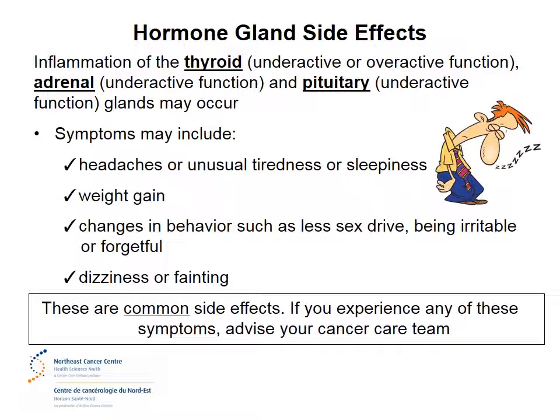Another common side effect of immunotherapy treatment involves hormone glands, such as the thyroid, adrenal, and pituitary glands. These glands can become over or underactive by treatment. Symptoms to watch for include headaches, unusual tiredness or sleepiness, weight gain, changes in behavior such as less sex drive, being irritable or forgetful, dizziness, or fainting. If you experience any of these symptoms, advise your cancer care team.